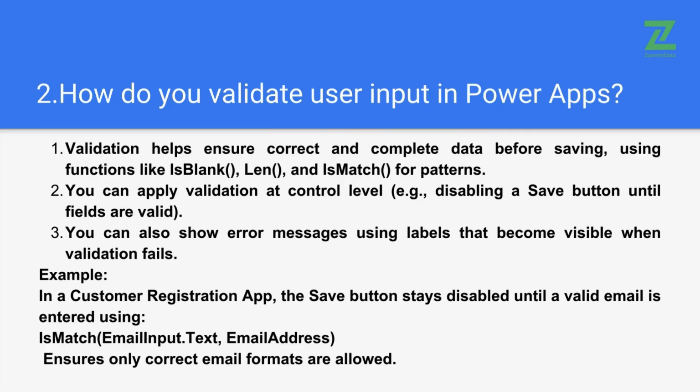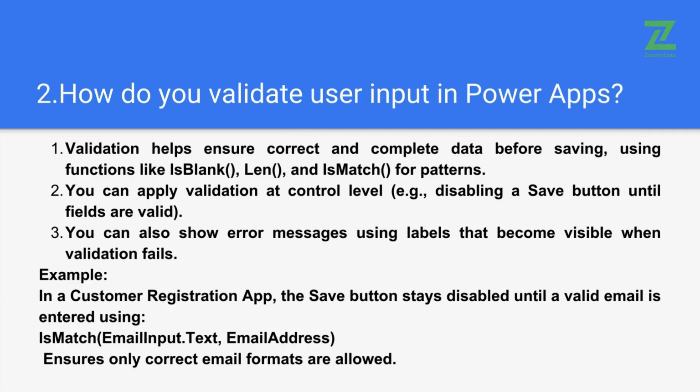How do you validate user input in Power Apps? Answer: validation helps ensure correct and complete data before saving, using functions like IsBlank, Len, and IsMatch for patterns. You can apply validation at control level, for example, disabling a save button until fields are valid. You can also show error messages using labels that become visible when validation fails.